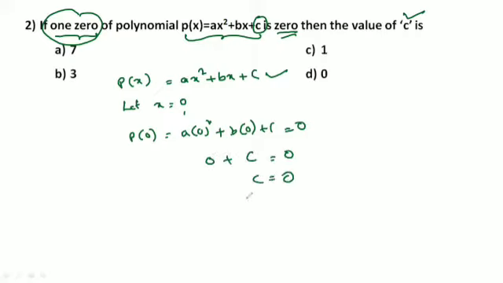Then what is the answer, children? c is equal to 0. So what is the absolutely correct answer? Option D is the correct answer. Option D.